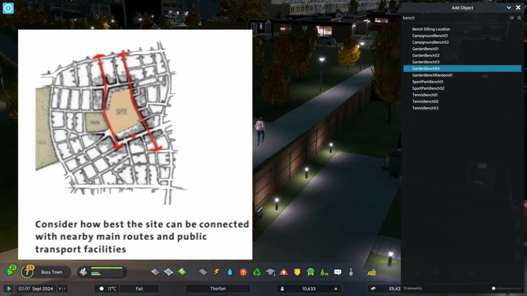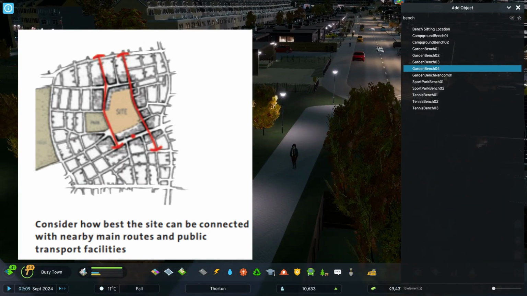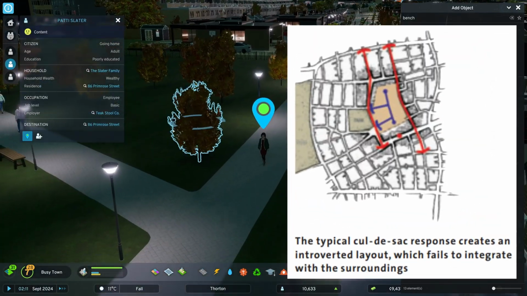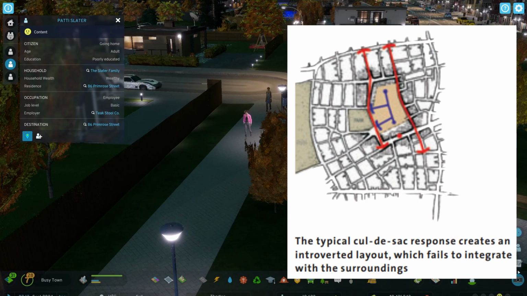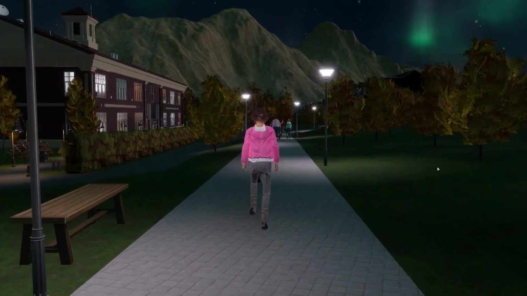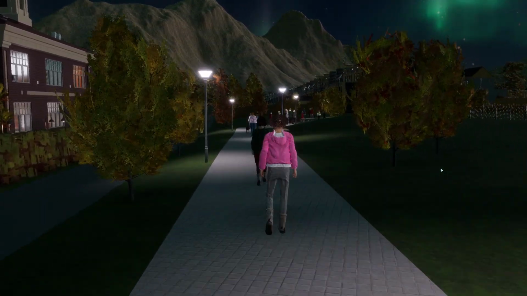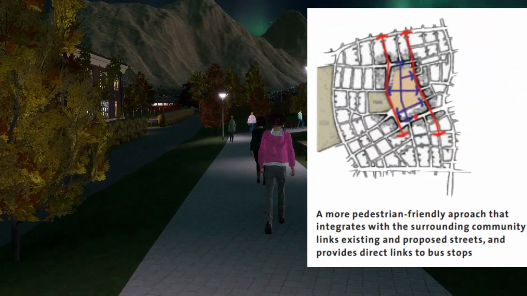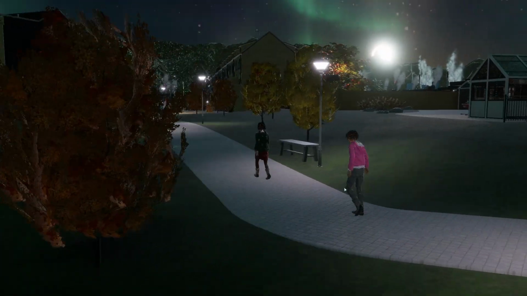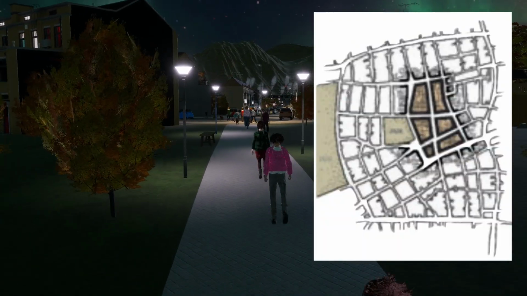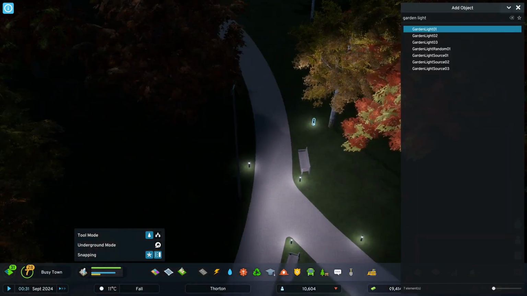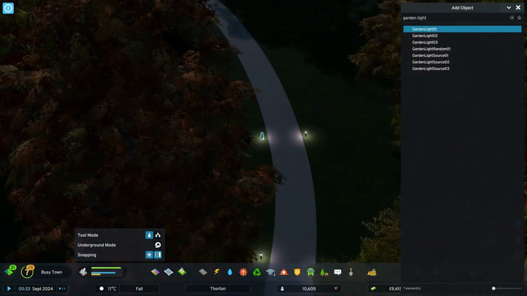So let's have a look at this site here that's due for redevelopment amongst two roads. What is the best way to connect it? The typical cul-de-sac response, which a lot of people may fall into the trap of with this sort of site size, creates an introverted layout which fails to integrate with the surroundings. How about a more pedestrian-friendly approach that integrates the surrounding community, links existing and proposed streets, and provides direct links to the bus stops? This is what it then should look like at the end. This street pattern then forms the basis for perimeter blocks, which ensure that buildings contribute positively to the public realm.